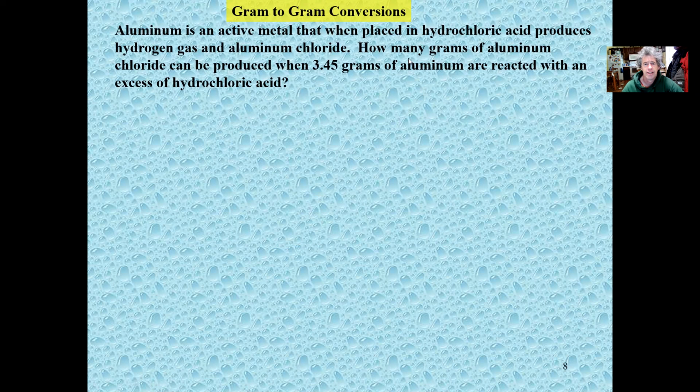So here would be a problem. Aluminum is an active metal that can be placed in hydrochloric acid, which we haven't really gone into acid naming in general chemistry, but it's HCl in this case, and it produces hydrogen gas and aluminum chloride. How many grams of aluminum chloride can be produced when 3.45 grams of aluminum are reacted with an excess of the hydrochloric acid?